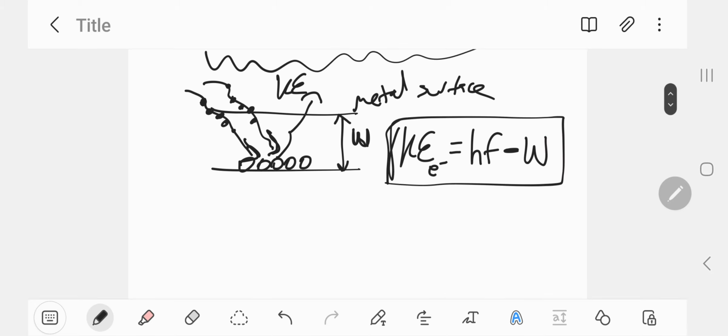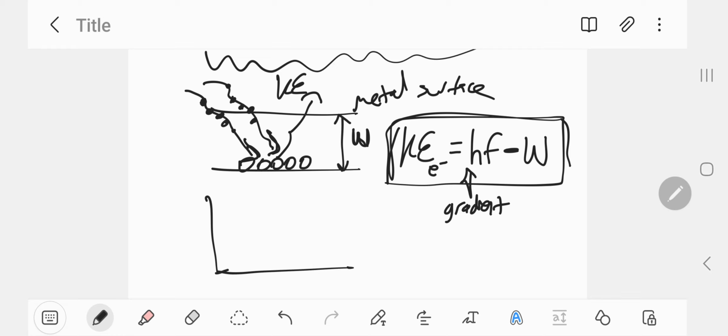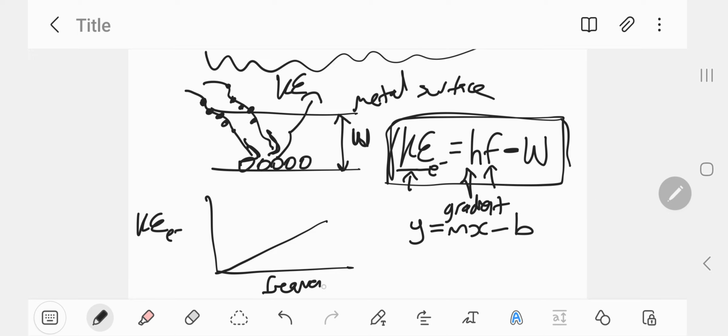This, from basic maths, if you recall, is a straight line. Okay, h is the gradient, the slope of the line. If you sketch it, it looks like this. Okay, this has got the form y equals mx plus b, but in this case it's minus b. Where the y-axis is the kinetic energy of the photoelectrons, and the x-axis is the frequency of light. And so you get a straight line like that.